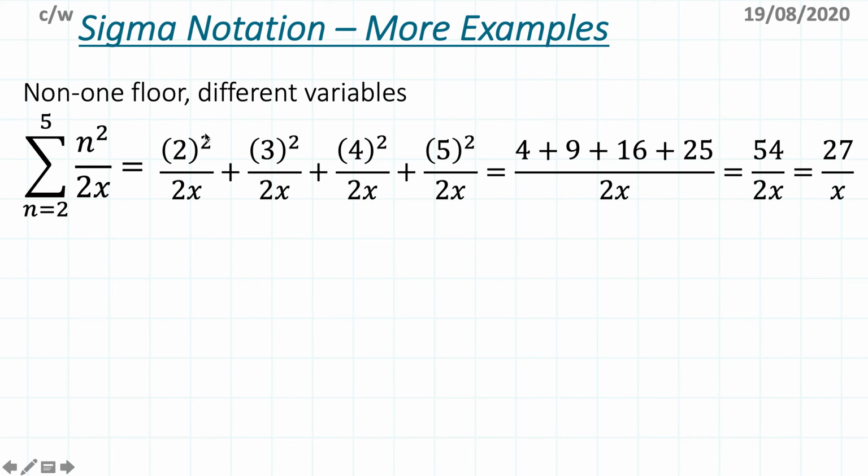So we have the first one, I'm substituting 2, and then the second one, I'm substituting 3, third one, I'm substituting 4, and then the last one, I'm substituting 5. Simplify the expression, I'm going to get 54 divided by 2x, and then you can simplify it further, and it's going to be 27 over x.